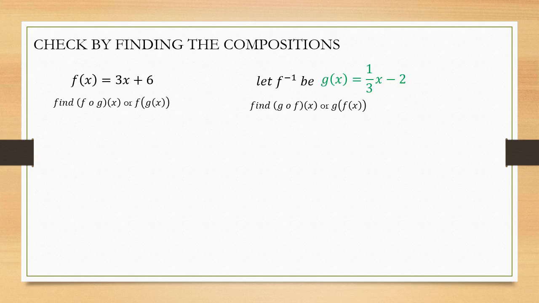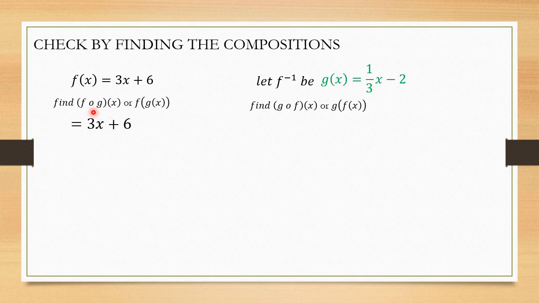Madali lang. That is by simply solving for their compositions. So, to avoid confusion, we let f raised to negative 1 of x as g of x muna. So, ito yung ating magiging inverse. So, hanapin natin yung composition ng bawat isa. We need to find f circle g of x at saka g circle f of x.